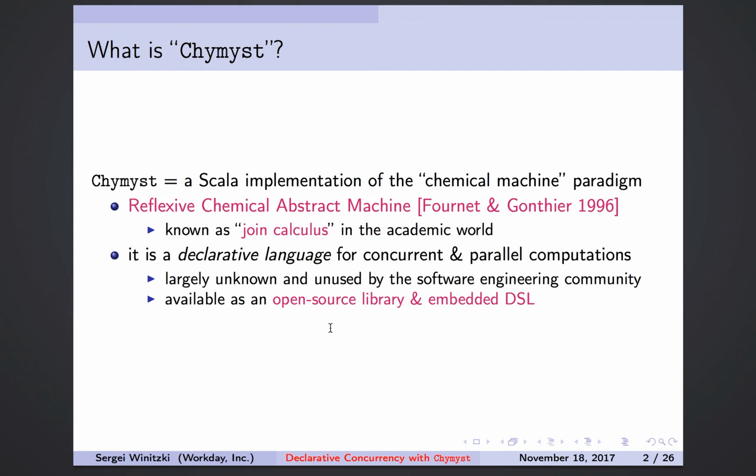Joint calculus is not actually a mathematical calculus, it is a programming language, just like lambda calculus is a programming language. Joint calculus, or the chemical machine as I prefer to call it, is a declarative language, which is a domain-specific language for concurrent and parallel computations. It is largely unused and unknown by the software practitioners. I made a new implementation of it available as an open source Scala library and embedded domain-specific language.